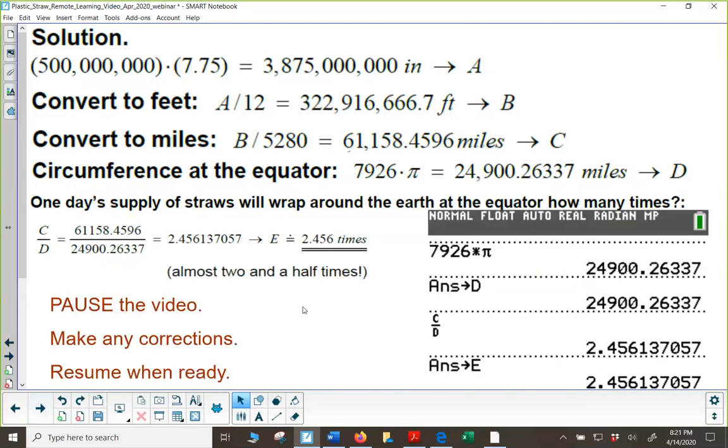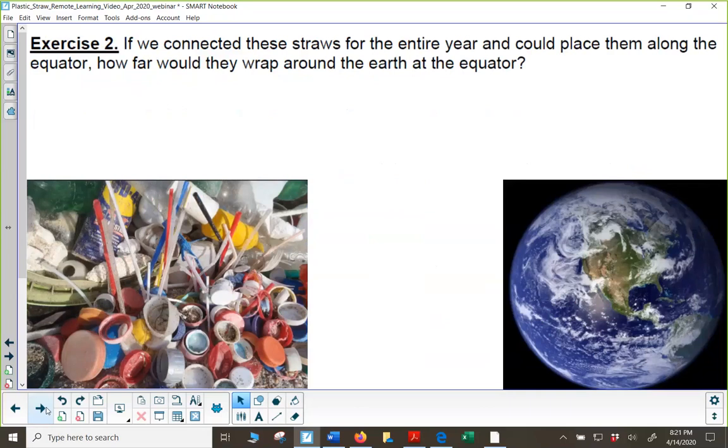All right, so here I'd ask the students to pause the video, make any corrections, and resume when ready. So exercise 2 says: if we connect these straws for the entire year and could place them along the equator, how far would they wrap around the Earth at the equator? That's a little bit easier once we've done the first one. So I'm going to give you like 20 seconds there. Go ahead and finish that one. If you want to type it into the chat window, go ahead and do it at any time. You don't even have to wait for me.